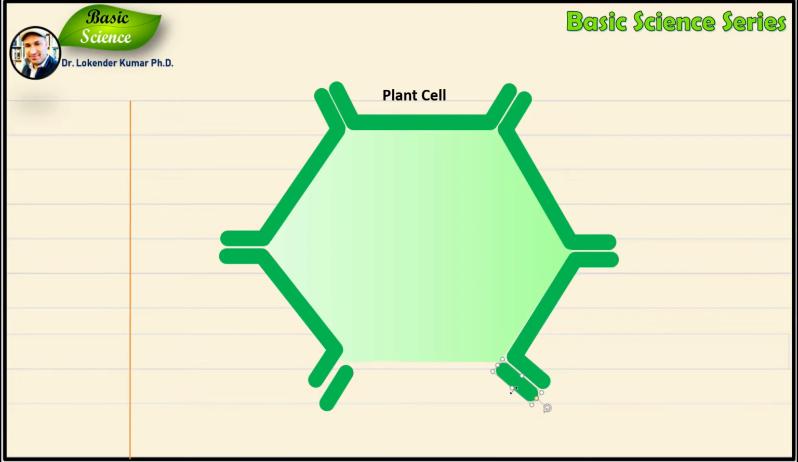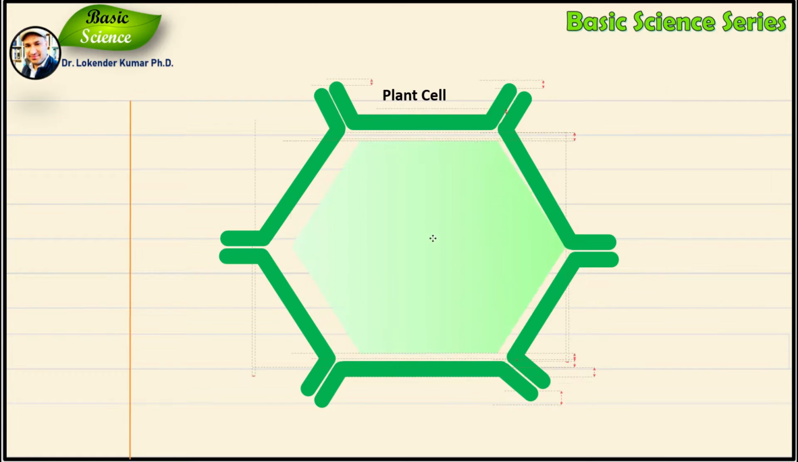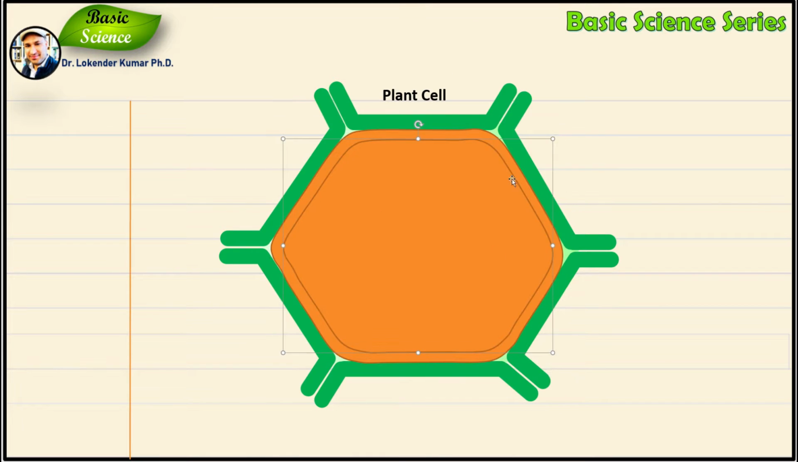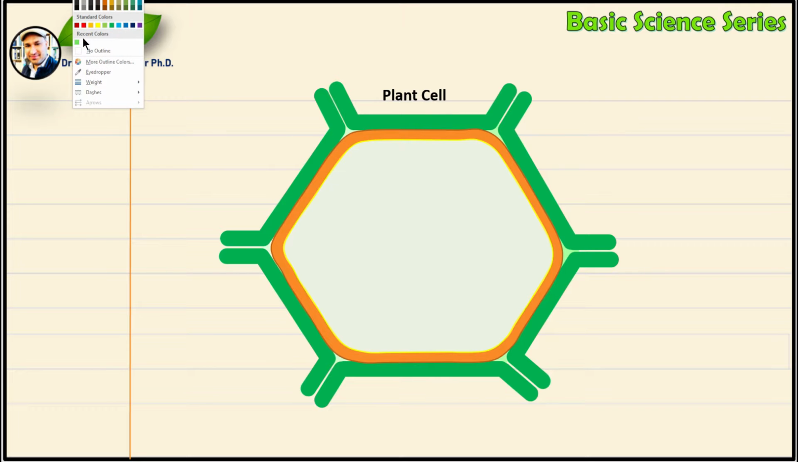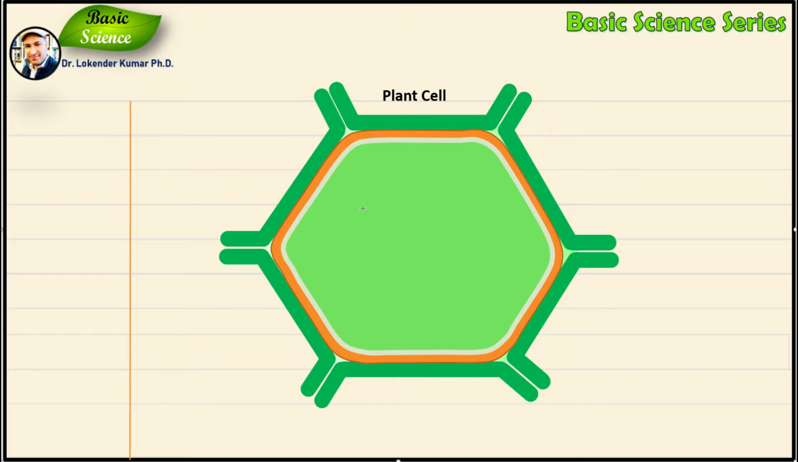So you can see I'm using a hexagonal template for designing the overall plant cell structure, right? So, oh, there it is. You can see the outer lining of the plant cell, and now I'm trying to design the cell membrane. The plant cell has the cell wall, and inside that you have the cell membrane. After that, all the organelles that I'm going to design.